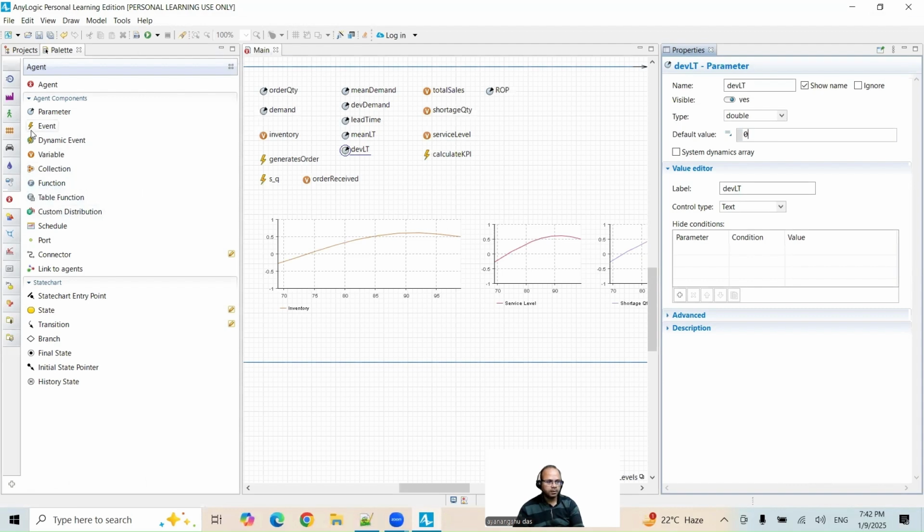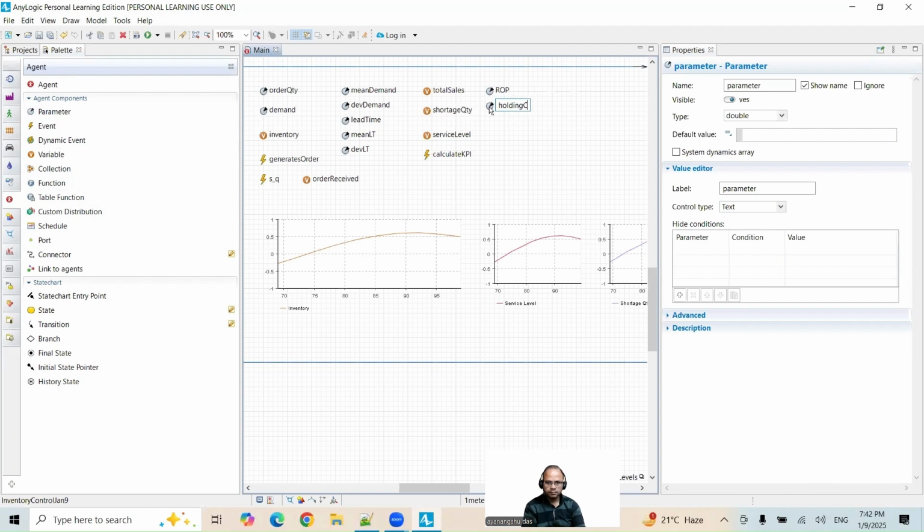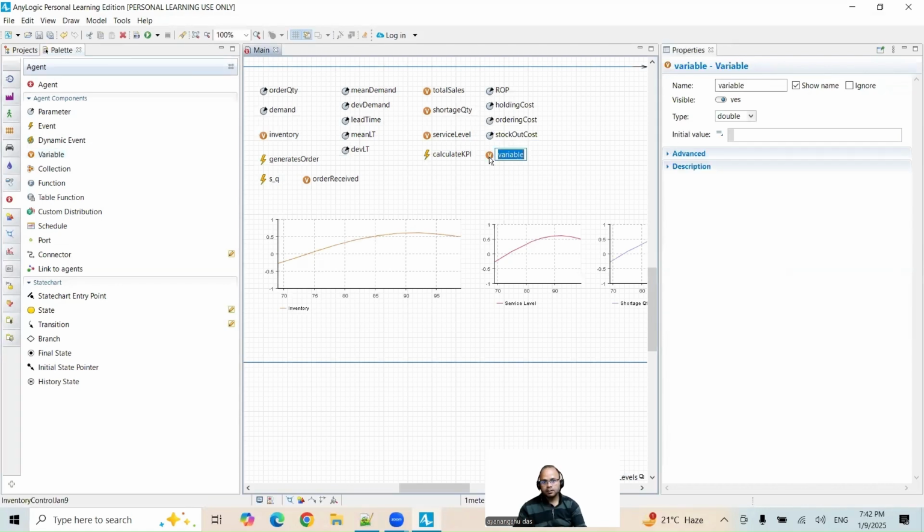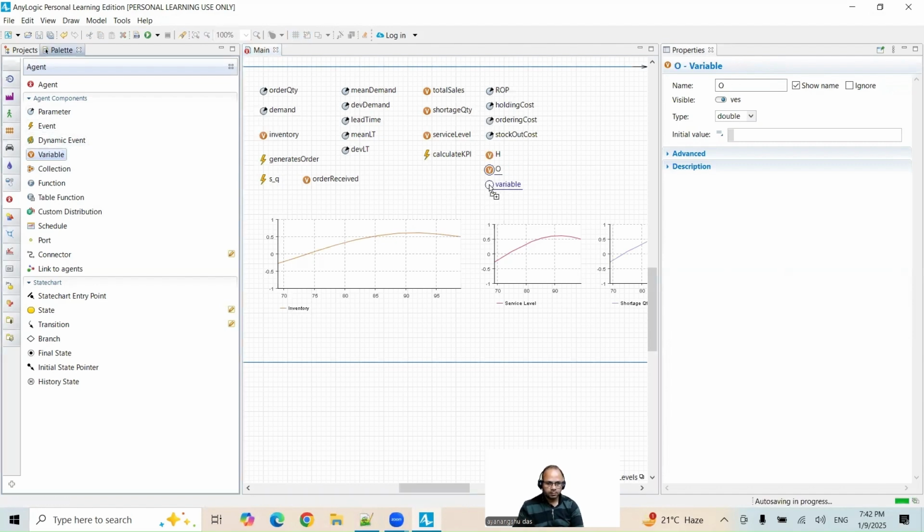we will also declare some variables and parameters. So we will declare the holding cost. We'll declare the ordering cost. We'll declare the stock out cost or shortage cost. And we will have variables which will vary based on the number of inventory held in the storage, or the number of shortages, or the number of orders being placed. So we will declare the H for the holding cost, O for ordering cost, and then the stock out costs.